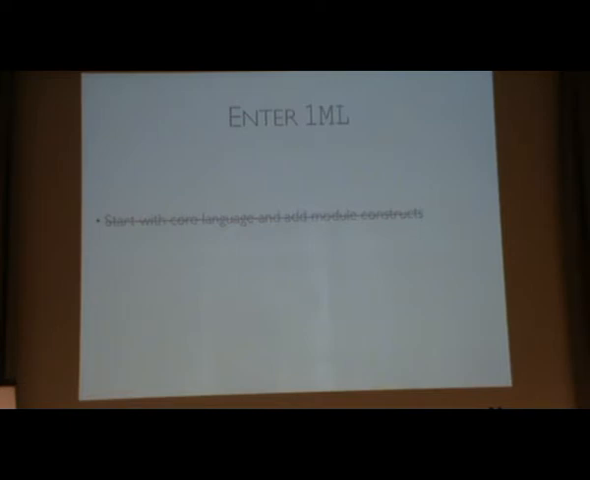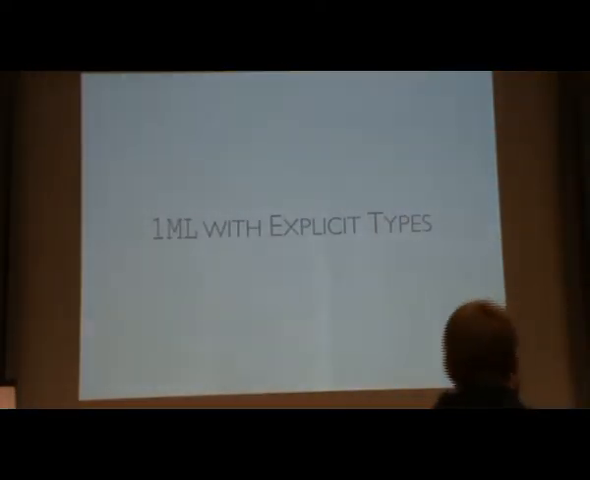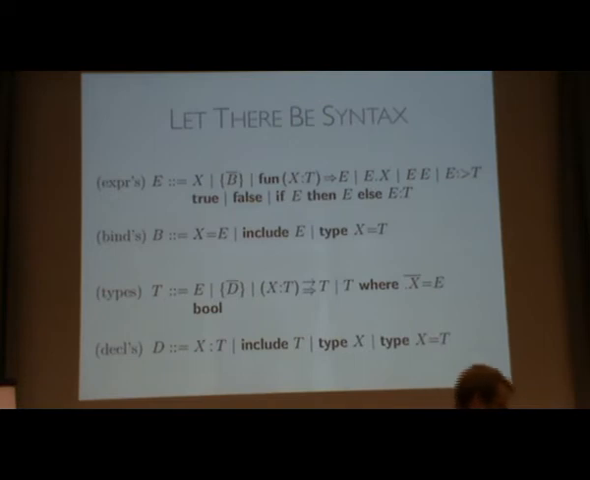I want to take a different approach and do the opposite. I actually start with a well-defined, clean module language and just add core constructs to it and see where that leads us. Of course, there are some challenges on the way, but I want, if possible, to address them with the most minimal restrictions. So, to make things a bit simpler, let me start with an explicitly typed version of 1ML. So here's the core syntax.